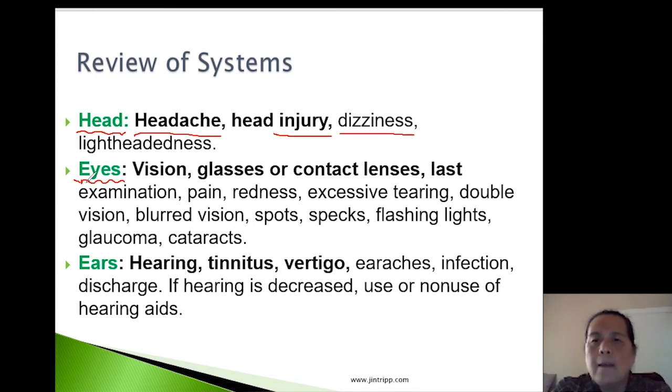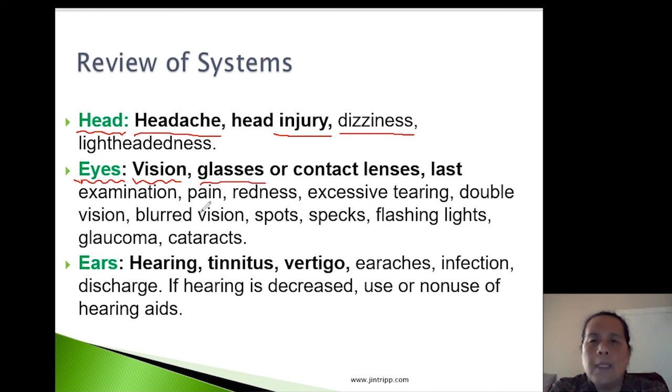For eyes questions, mainly it is the vision. How about the vision? Is it clear or decreased, especially recently decreased? And does the patient have glasses?